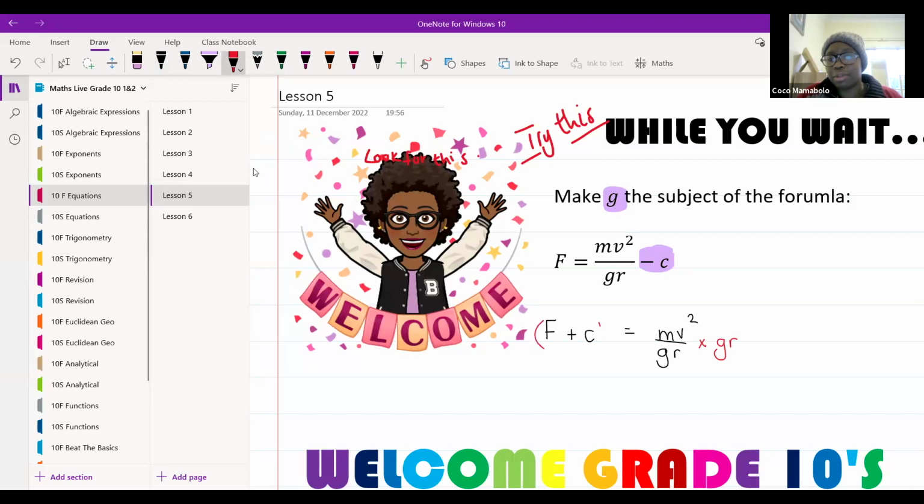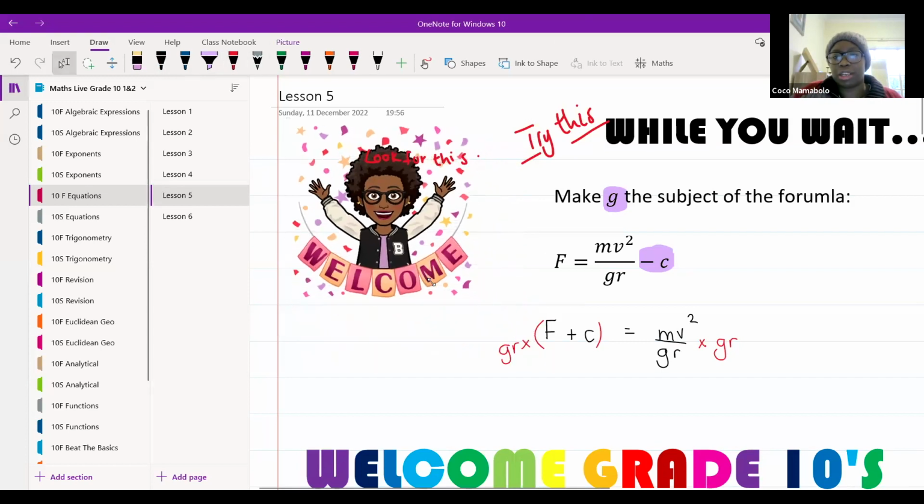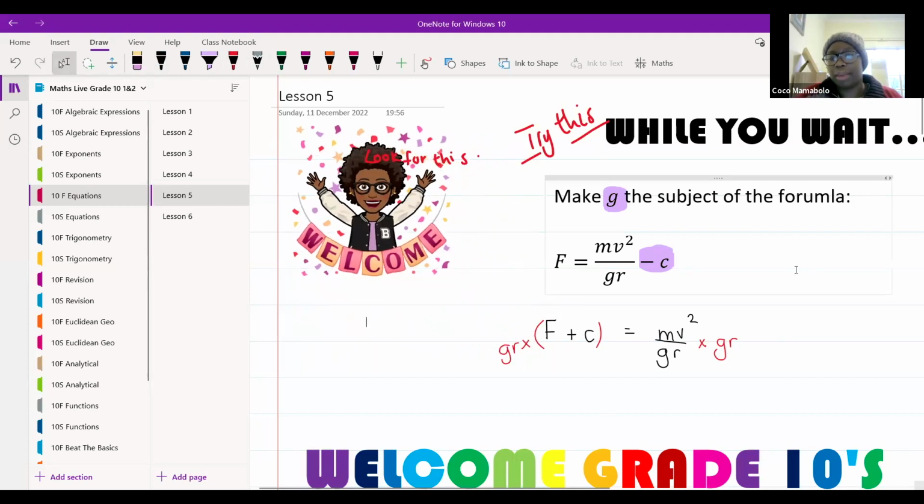Okay, but now I have to multiply this whole thing by GR times GR. And I don't like that this thing is in my way, so I'm going to make it a little bit smaller and move it over there. Okay, so times GR on both sides. Both of those things will cancel. So I'm going to end up with GR times F plus C is equal to mv squared.